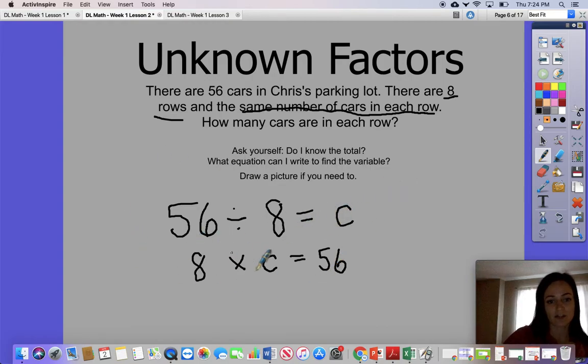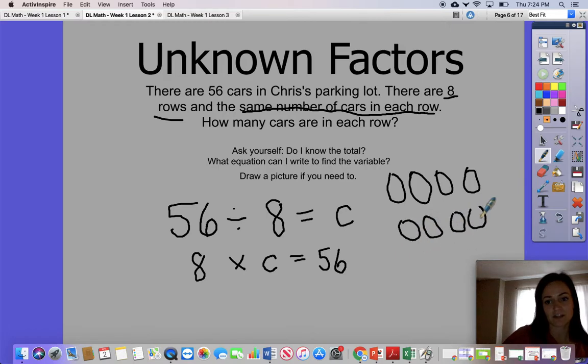And another way you could do this also is you could draw 8 groups, right? 8 rows or 8 groups or whatever. And you could divvy out those 56 cars. Now, will that take a while? Yes. That's why it's so important that you're practicing your math facts so you don't have to do these pictures that take a long time. If you need to do those pictures, though, do them, okay? Whatever helps you to get the answer.